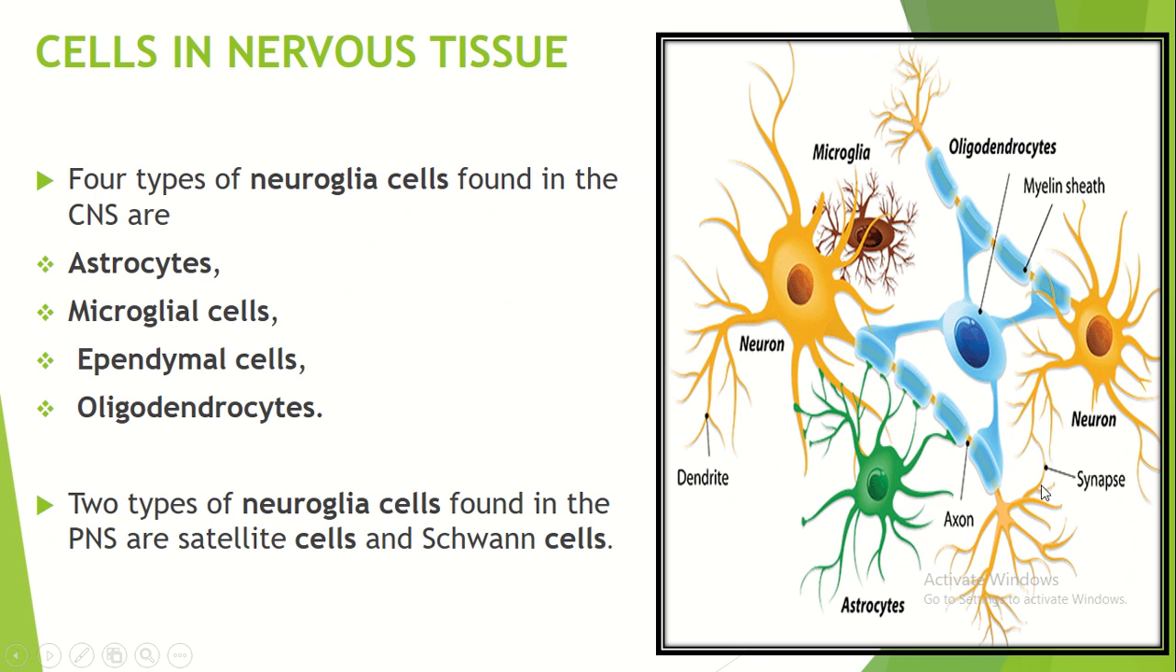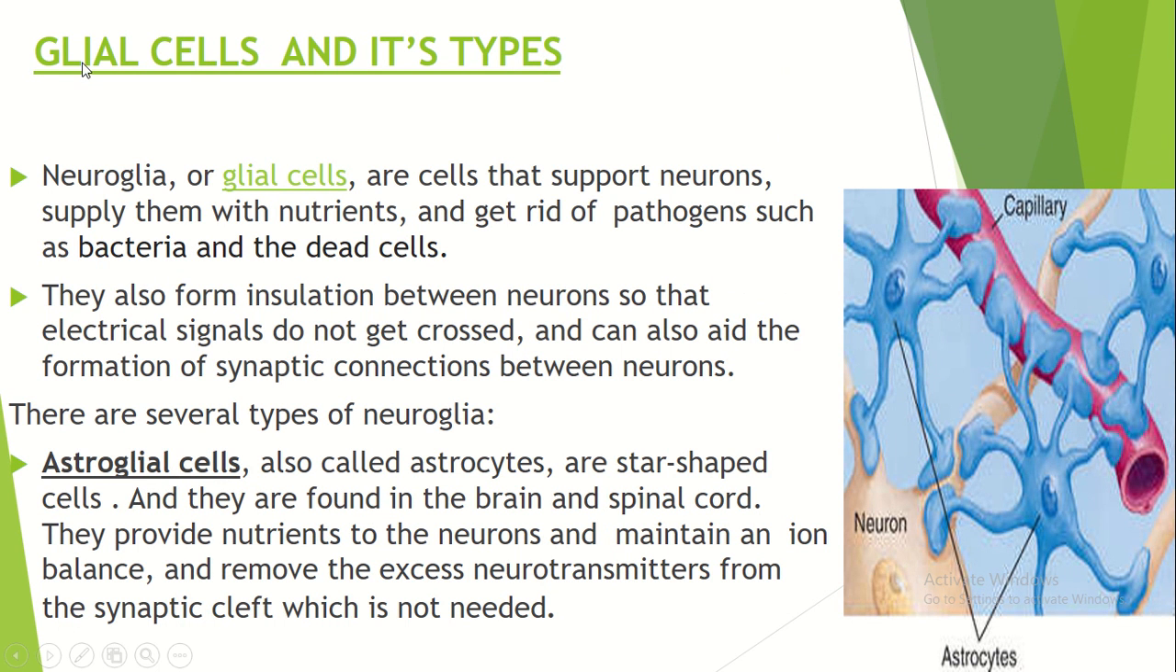When two neurons are getting connected, that is called the synaptic connection. This is mainly helped by the glial cells. There are several types of neuroglia. The first one we are going to see is the astroglial cells, also called astrocytes.